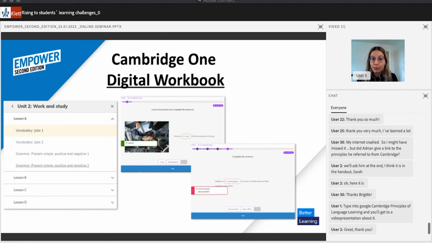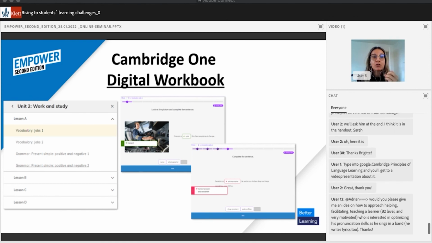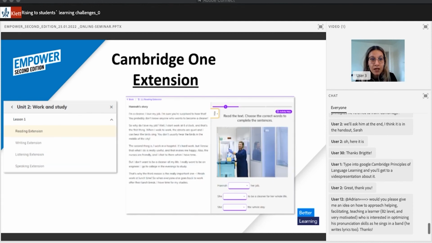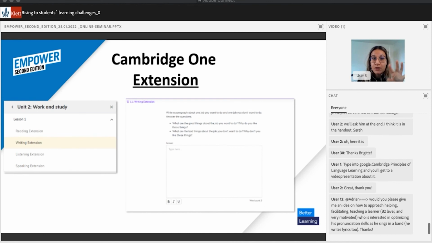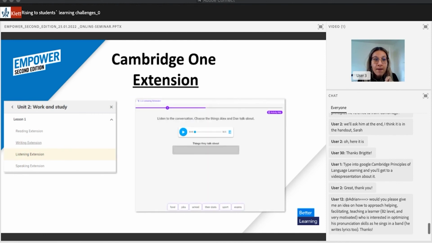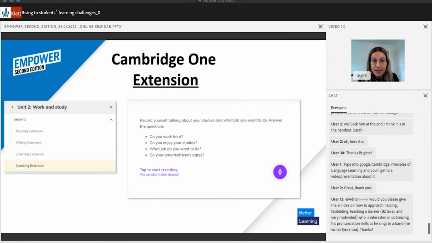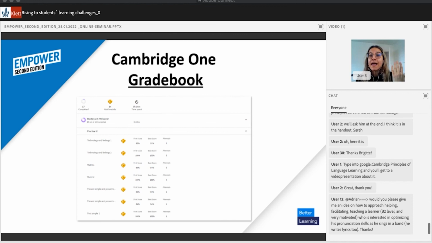Okay, the digital workbook, this is what it looks like. Basically students can practice further grammar and vocabulary. Everything is auto-marked and students get feedback right away. Then there are the extensions for each skill. For reading and writing, students can type the answers there. For listening and speaking, students can record themselves there. So these are extra things that you can do.